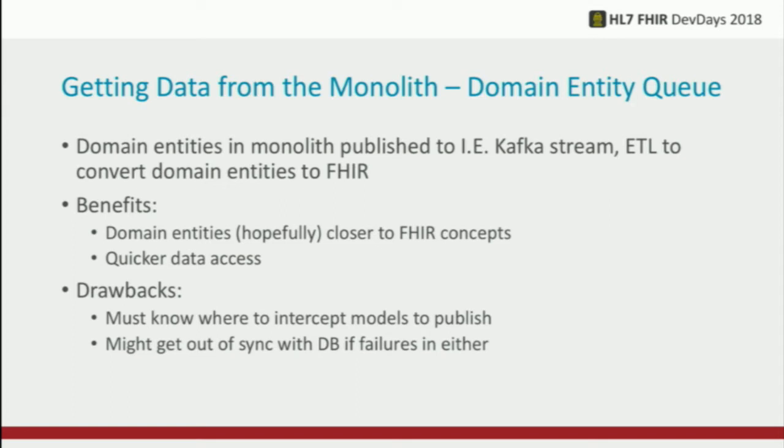The second way that you can get data from the monolith is through pushing domain entities onto a queue, like a Kafka stream, and then once it's on that stream, you can use ETL on that existing domain model to convert to FHIR. The benefits here are that hopefully your domain entities are closer to FHIR, or at least have more of the data that you need, and you have the ability to get quicker data access, so you can push it onto the queue quicker than it saves to the database, for example.